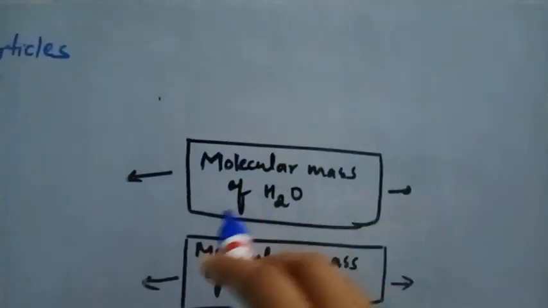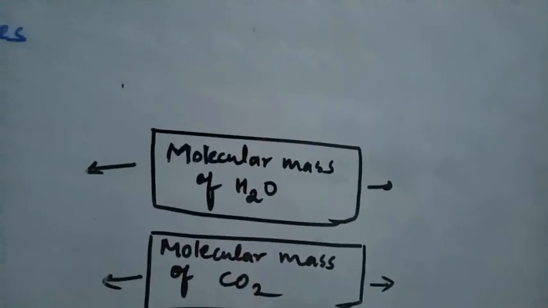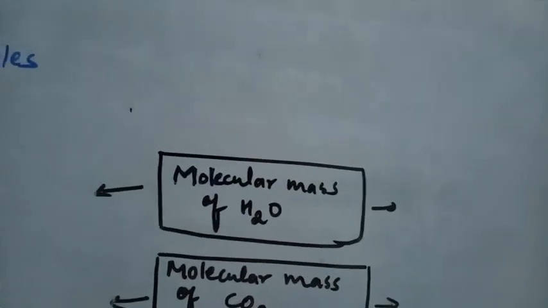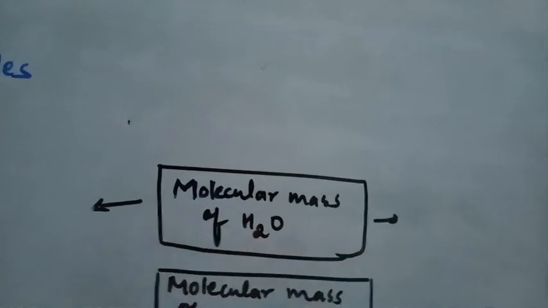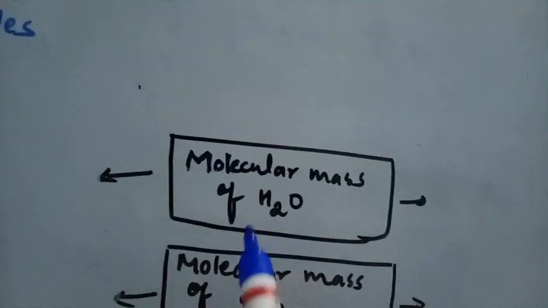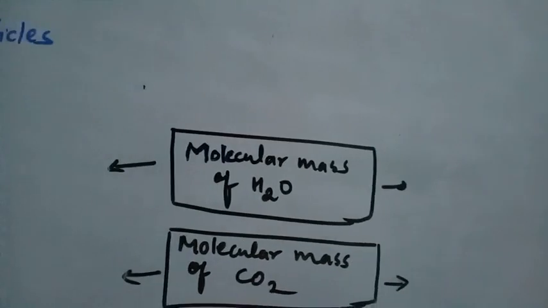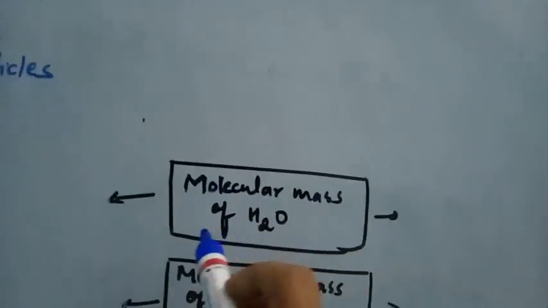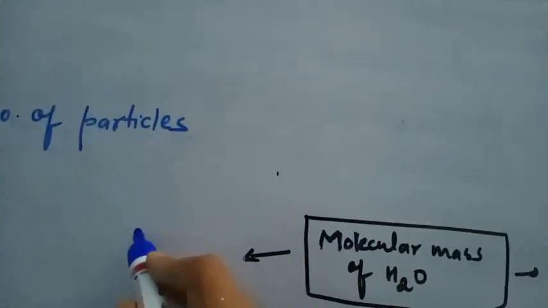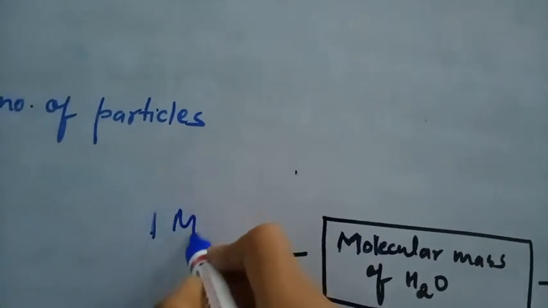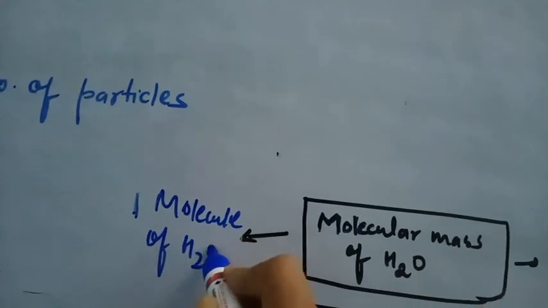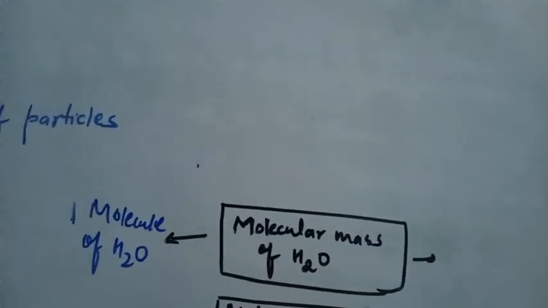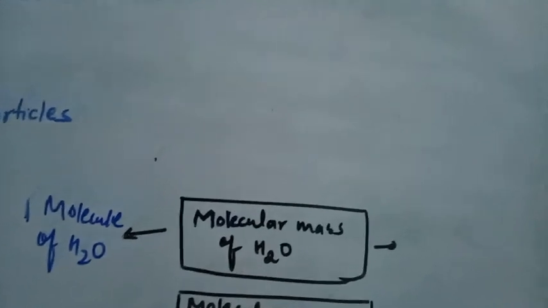So molecular mass of water is a compound. If we are finding out the mass of water, we will use the word molecular, because it is a molecule of a compound. Molecular mass of water means it contains 1 molecule of water. Here it is mass of 1 molecule of water. Molecular mass of water means mass of 1 molecule of water.